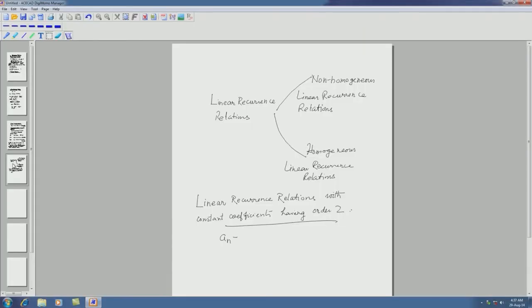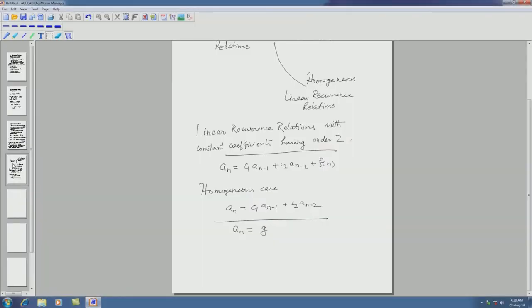Now, if we have this, then the recurrence relation will be of the type a n equal to c 1 a n minus 1 plus c 2 a n minus 2 plus f n. Now, I further restrict, I make f n equal to 0. So, I take the homogeneous case, which gives me a n equal to c 1 a n minus 1 plus c 2 a n minus 2. My aim is to find a way to write a n purely as a function of n, equal to some g n, and let us see how to do that.